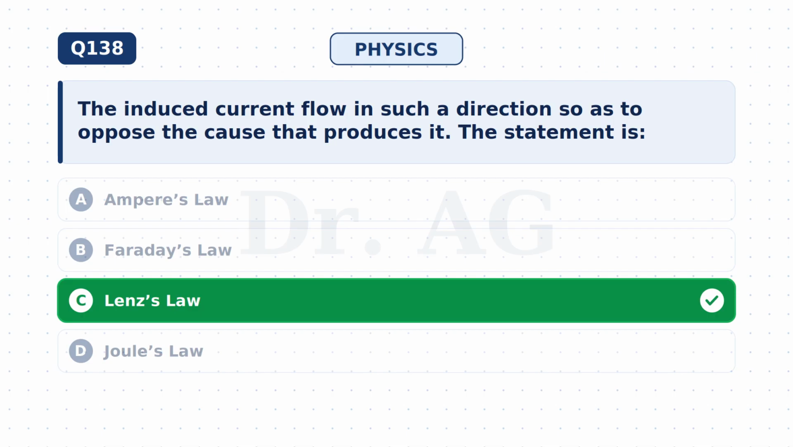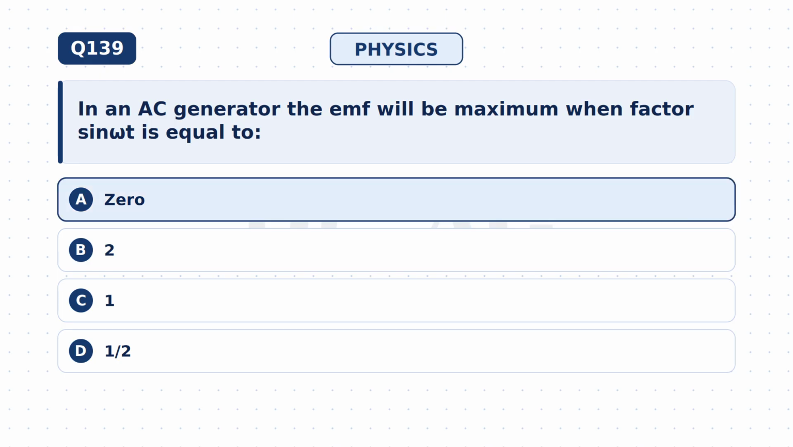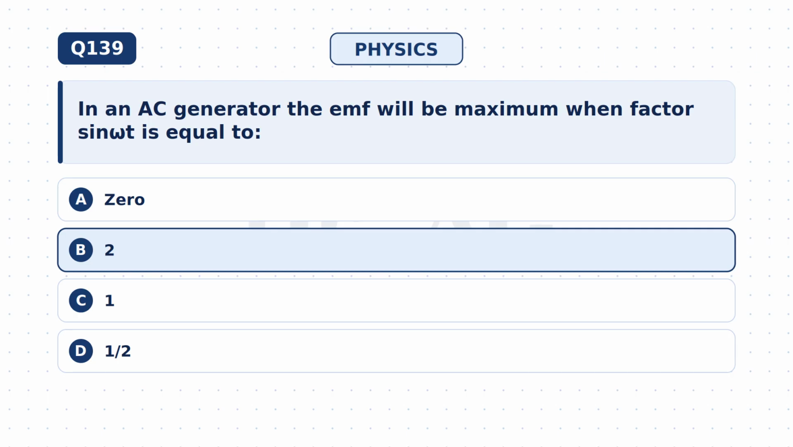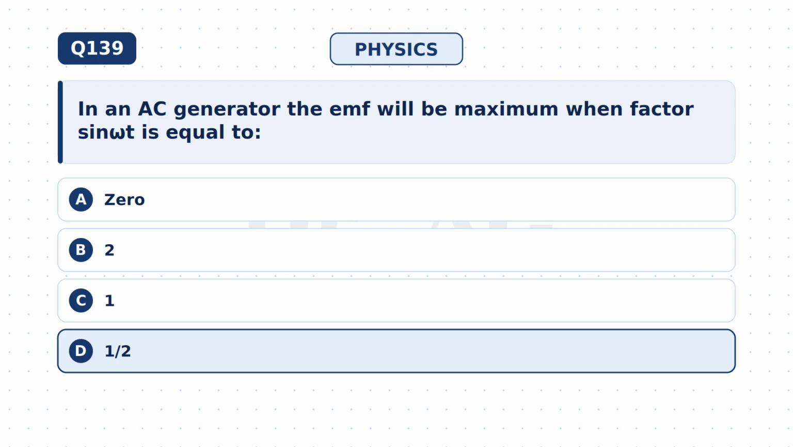The correct answer is C, Lenz's law. Question 139. In an AC generator, the EMF will be maximum when factor sin omega t is equal to. Option A, 0. Option B, 2. Option C, 1. Option D, 1 over 2.